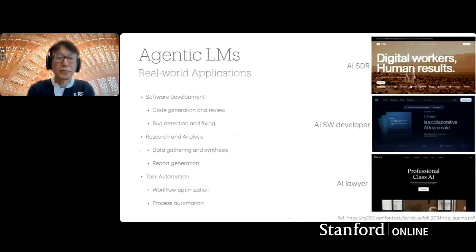All right, so here are the real world applications. Software development, such as code generation or bug fixing, is widely researched by different organizations, and there are companies trying to provide these services, as listed on the right side. Research and analysis is another: gathering information, synthesizing it, and then providing a summary for the users. And then task automation is one of the areas where the agentic method could be used.